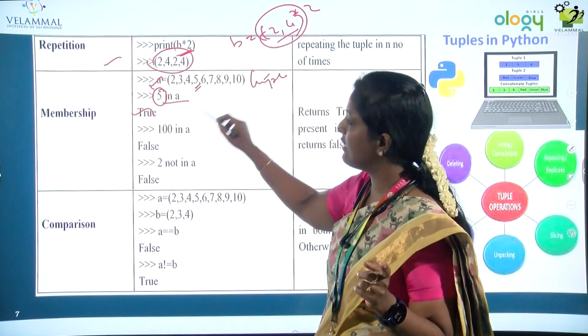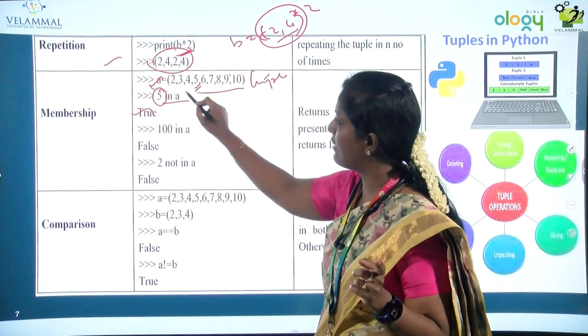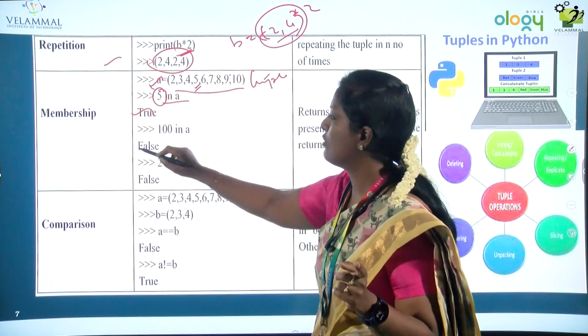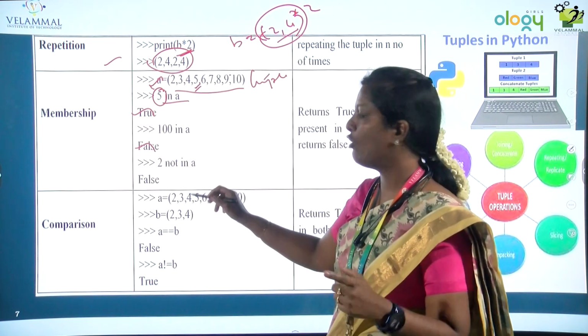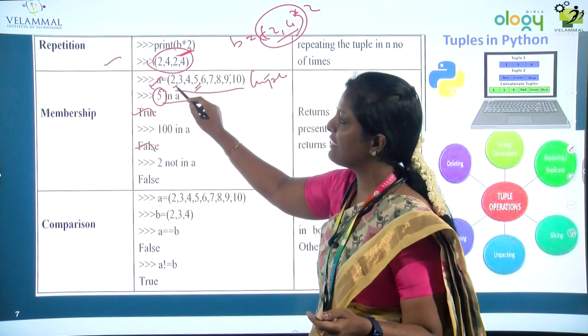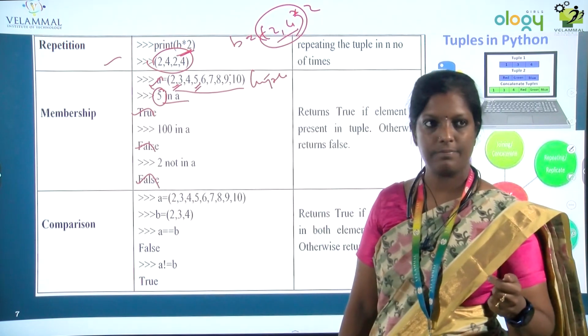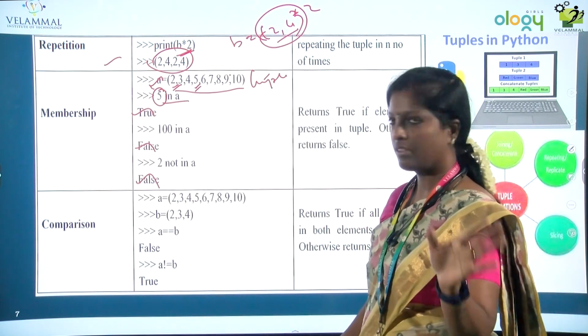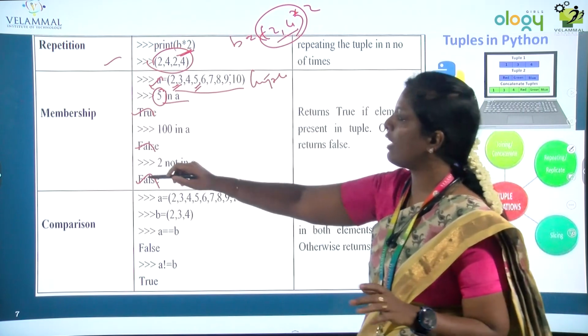Yes, it's there, so it's true. If 100 is in A, is the number 100 there? No, so it's false. In the same way, with not in, 2 should not be there in that list, but it's already there, so it's giving false. If it's not there, it will be true. Got it? So this is about the membership operation.